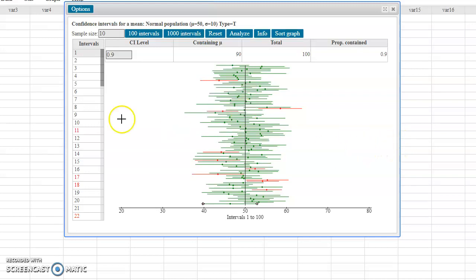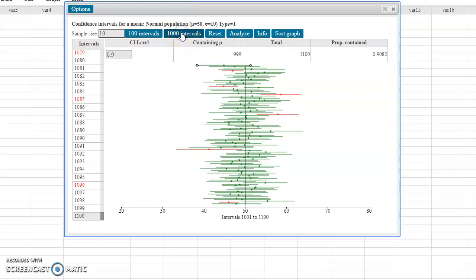We can see that our level of confidence is 90%. With our simulation, we got 90 green ones that contain the mean and 10 red ones that don't contain the mean. So that's 90%. That's what we expect. We expect to get 90% of these confidence intervals to contain the true value of the mean. Let's look at 1,000 simulations.